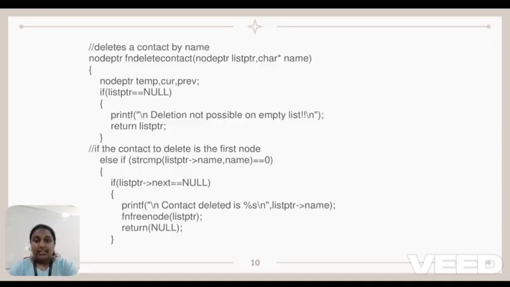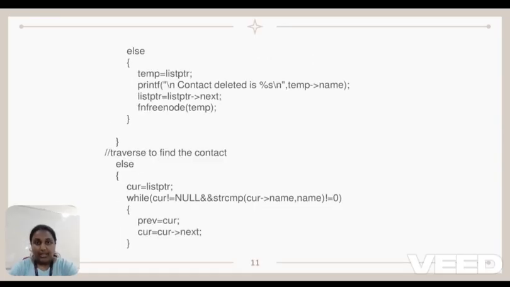But if the contact to delete is the first node and there is only one node, then I'll simply delete that contact and free listptr. But if the contact to be deleted is the first node and there are multiple nodes, then I'll use another temporary pointer, delete the contact and make the list pointer point to the next contact, and then I'll free the temporary pointer that was pointing to the node.